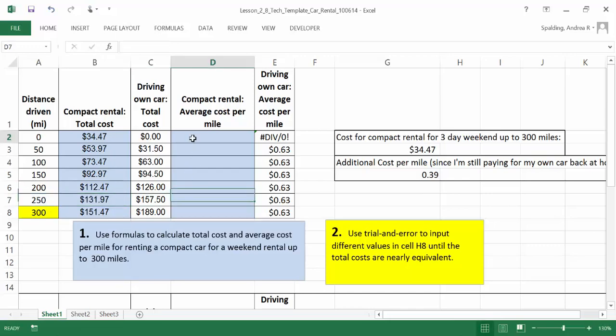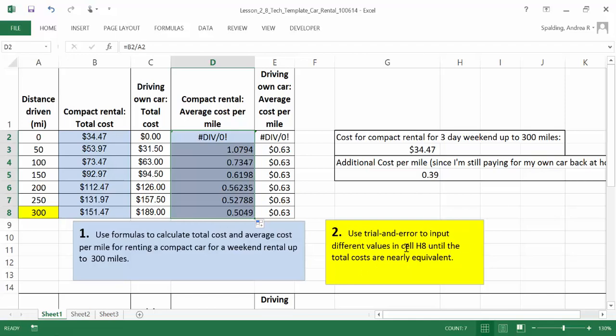Alright. Now we want to calculate the average cost per mile. So we're going to hit equals, and we're going to take the total cost, and we're going to divide by the number of miles driven. So we're going to say total cost divided by the number of miles driven. Now this says divided by 0 because we're not allowed to divide by 0. And then we're just going to pull that cell formula down, all the way down. So now we have our cost per mile. So it's $1.07. That's the average cost per mile if we drive 50 miles. And notice that the more we drive, the cheaper it gets on average.